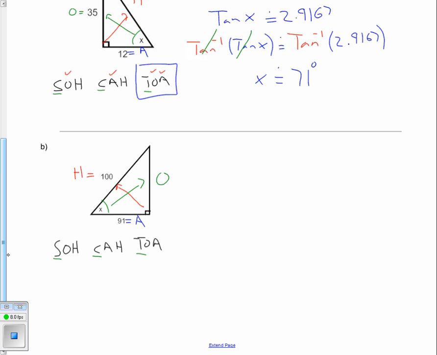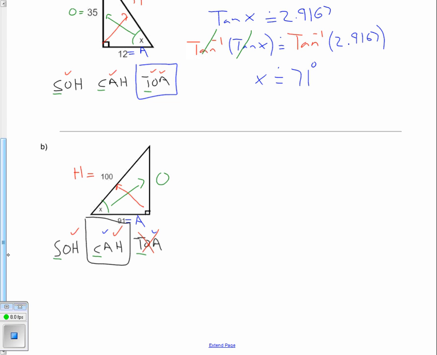So let's figure out what information we do have. I know that I have the value of my hypotenuse, which happens to be 100, and so I've put a check mark above both hypotenuses. That means automatically that I cannot use the tangent ratio, because I don't have enough information for tangent. The other thing is that I also have the value of my adjacent side. And so the only ratio that has enough information for me is my cosine ratio.